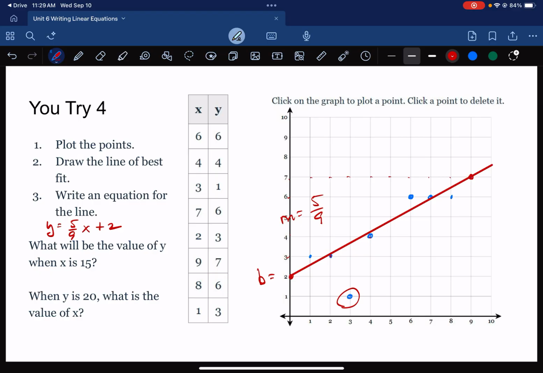So what will be the value of y when x is 15? Well, I'm going to take that 5/9 times 15 and add 2. So that's 5 times 15 divided by 9 and then add 2, and I get 10.3.